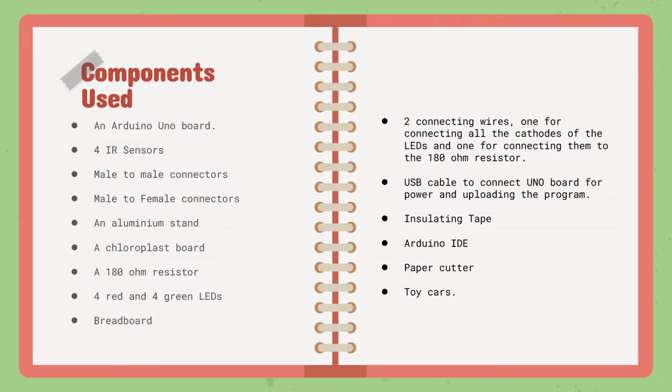The components used in this project were an Arduino Uno board, 4 IR sensors, male-to-male connectors, male-to-female connectors, an aluminum stand, a chloroplast board, a 180 ohm resistor, 4 red and 4 green LEDs, and two connecting wires, one for connecting the resistor, the other cut into parts for connecting the cathodes of the LEDs. Also a breadboard, insulating tape, a USB cable to connect to the Arduino for power and program upload, Arduino IDE, a paper cutter, and toy cars.